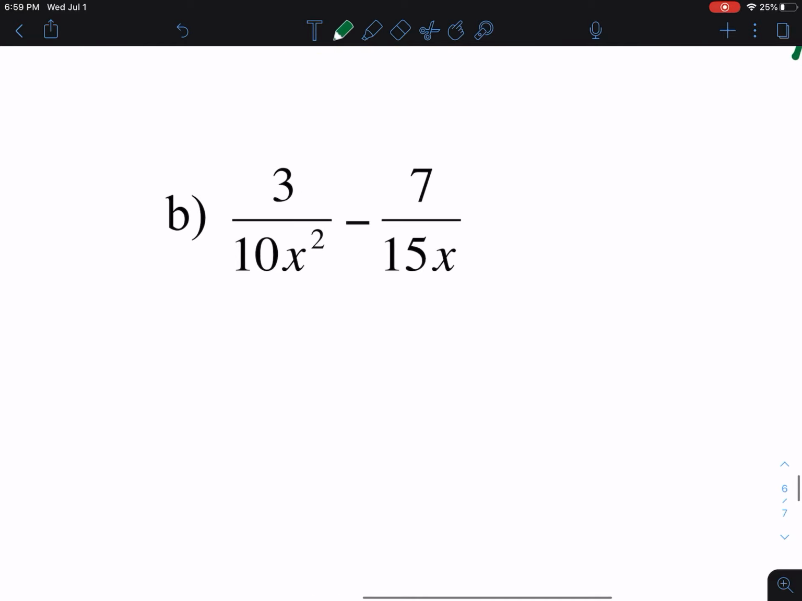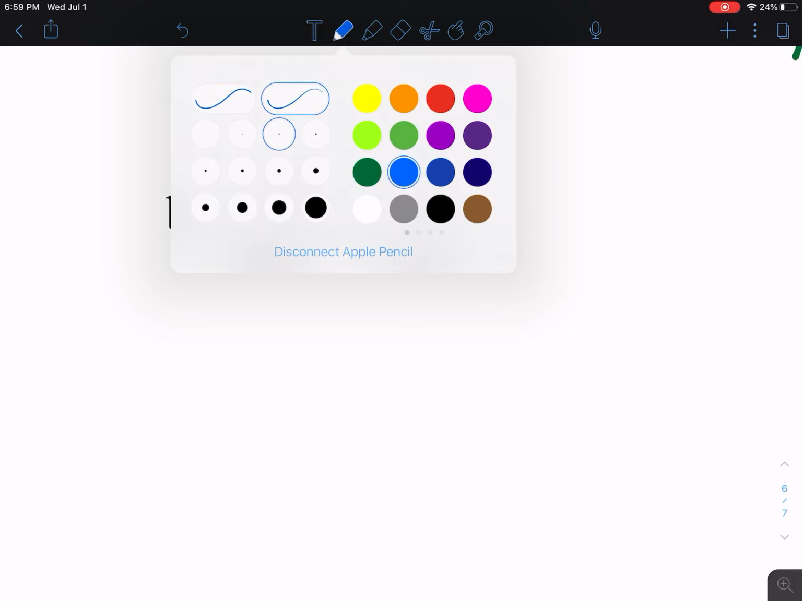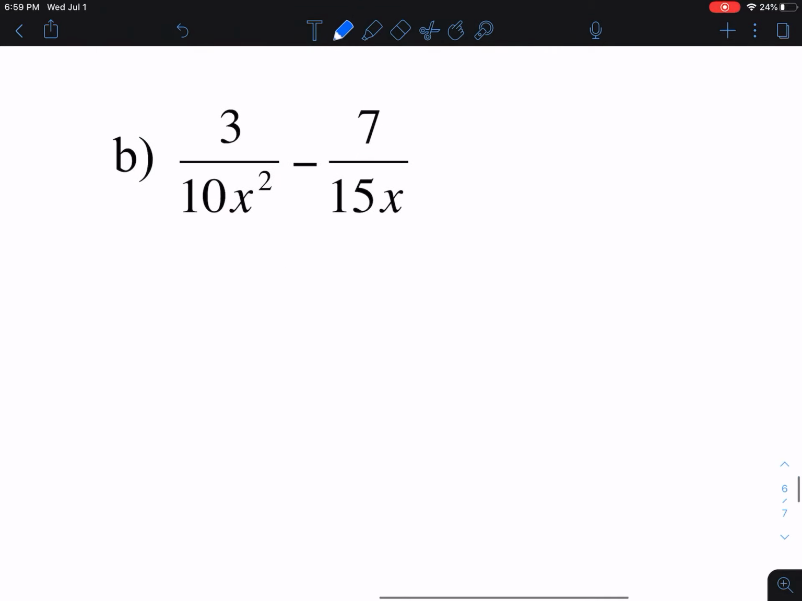All right, so here we have 3 over 10x squared minus 7 over 15x. The denominators are not the same, so we have to find the LCM that both 10x squared and 15x can divide into, and then turn each of those denominators into the LCM, or LCD in this case. So let's do it. We can look at this and factor them out and see what we get here.